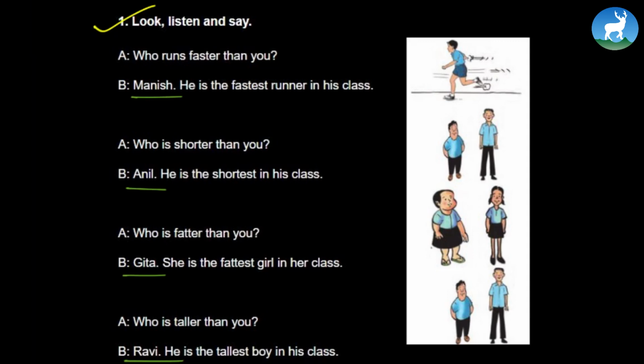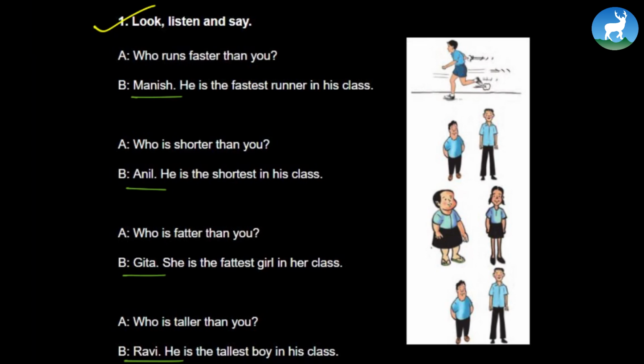Who runs faster than you? Manish. He is the fastest runner in his class. Who is shorter than you? Anil. He is the shortest in his class. Who is fatter than you? Geeta. She is the fattest girl in her class. Who's taller than you? Ravi. He's the tallest boy in his class.